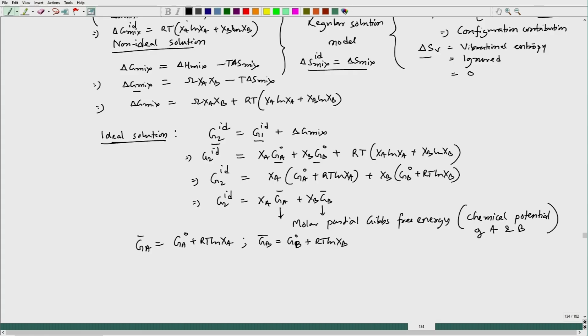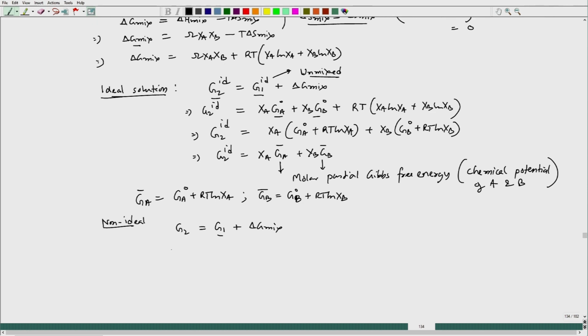So let me treat the non-ideal case. Non-ideal case: G2 equals G1 plus delta G mix non-ideal. Remember G1 is basically the unmixed condition, the unmixed pure condition. So here also G1 is the unmixed pure condition. That means the expression for G1 in case of ideal or non-ideal would remain the same.